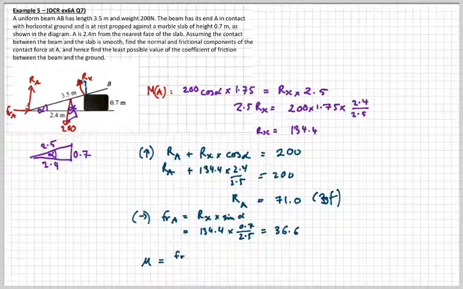So mu is just the friction at A divided by R_A, and when you do this, you get 0.530 to 3 significant figures. So that was how to do the example 5, which was a homework question. You only had to do 3 things. You had to consider the moments about A, and you had to consider horizontal and vertical forces. I suppose the difficulty in this question was drawing the force diagram correctly.